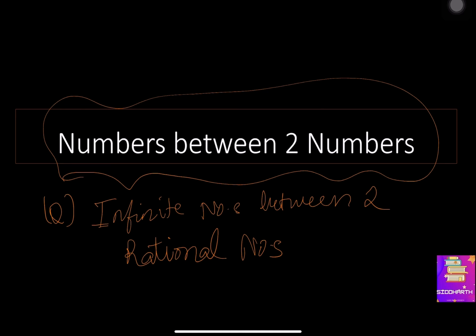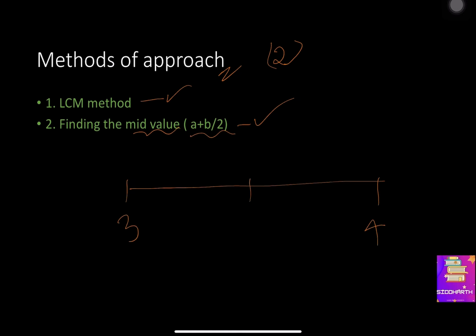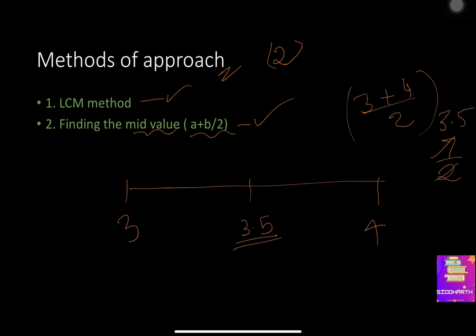Yes, how to find these numbers? Let's see. There are two methods of approach. One, by using the LCM method, two, by finding the mid value or average. Now take 3 and 4, and find one number between them. What do you do? 3 plus 4 by 2. 3 plus 4 is 7 by 2, 3.5, right? The midpoint will be 3.5.